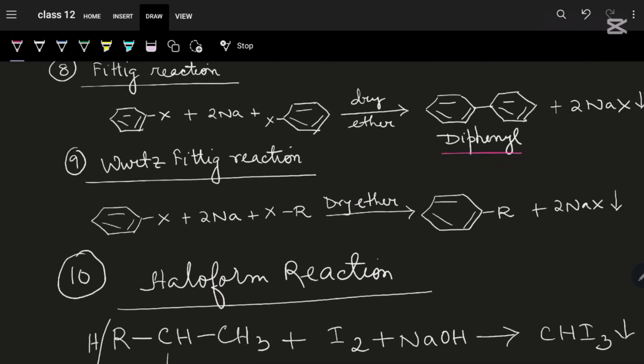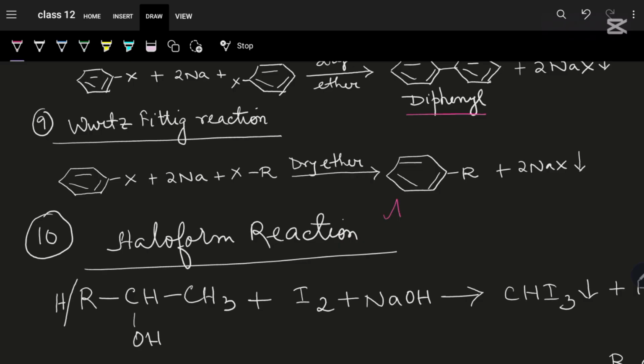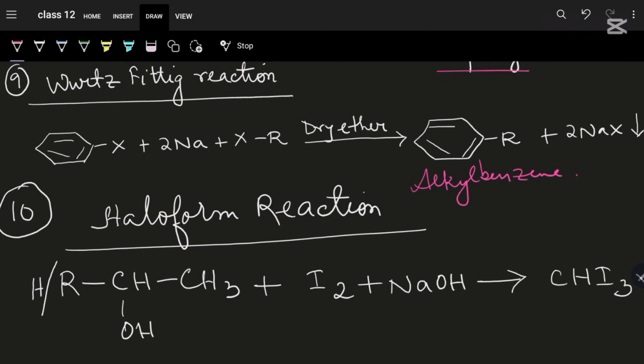Now, Wurtz-Fittig reaction is a method of preparing alkyl benzenes from 1 mole of alkyl halide and 1 mole of aryl halide in presence of 2 moles of sodium and dry ether medium.